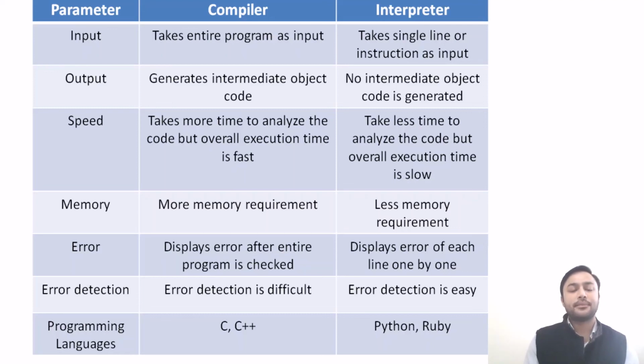The various examples in compiler are C, C++, whereas in case of interpreter they are Python and Ruby.